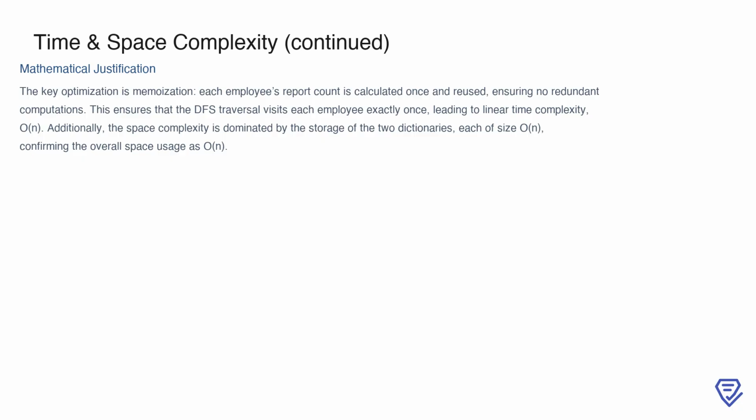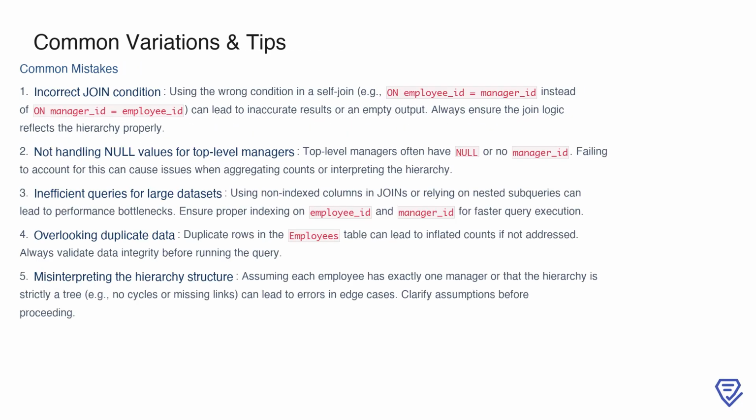problem. In working with hierarchical data, there are several common mistakes to watch out for. One of the biggest pitfalls is using an incorrect join condition. For example, mistakenly joining on employee_ID equals manager_ID instead of manager_ID equals employee_ID can completely misrepresent the hierarchy or even result in no output. It's essential to ensure the logic accurately reflects the relationship between employees and their managers.